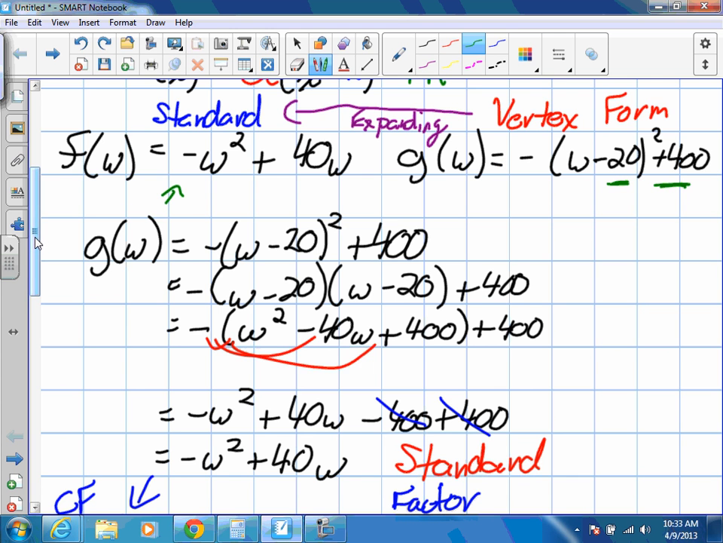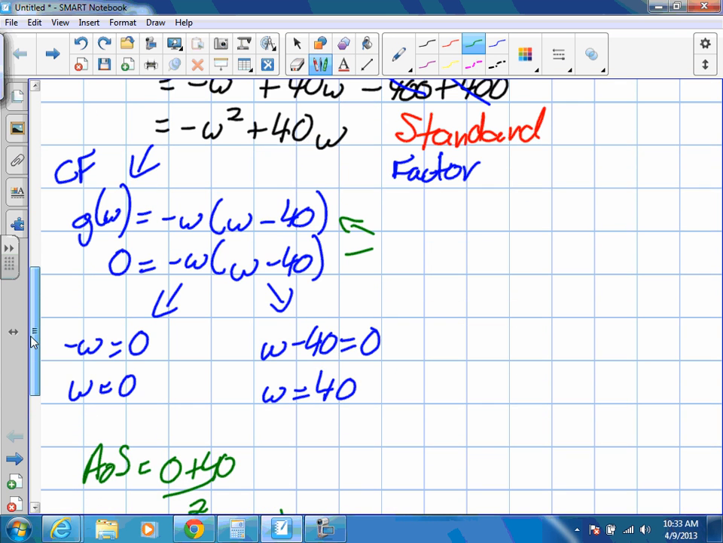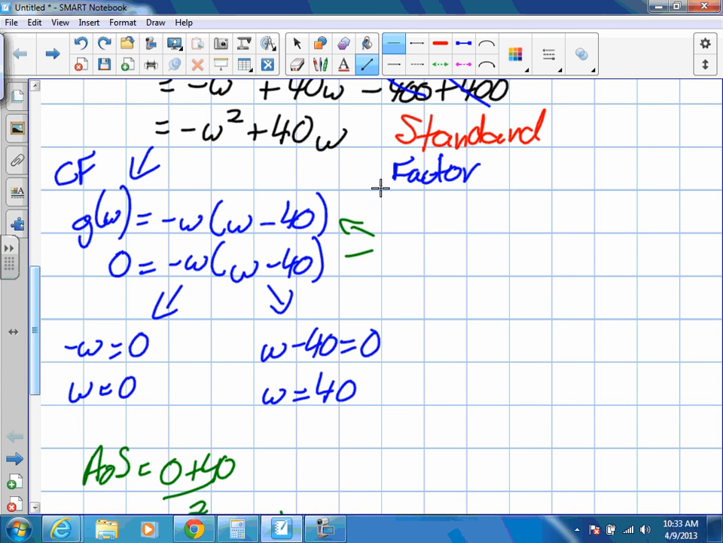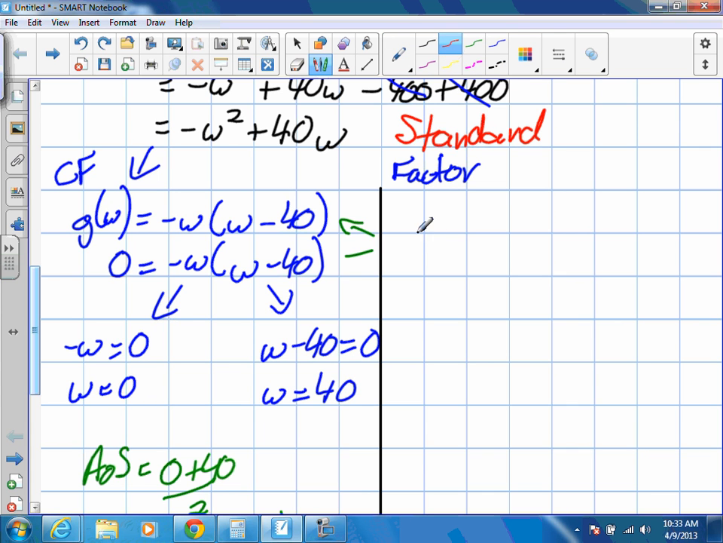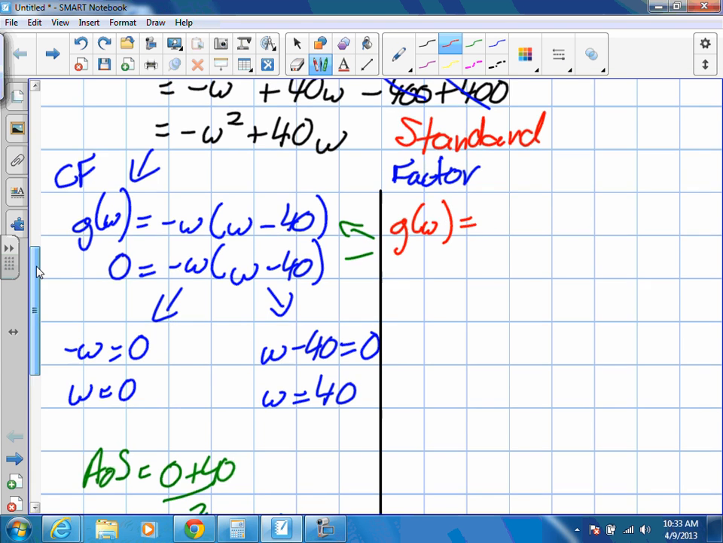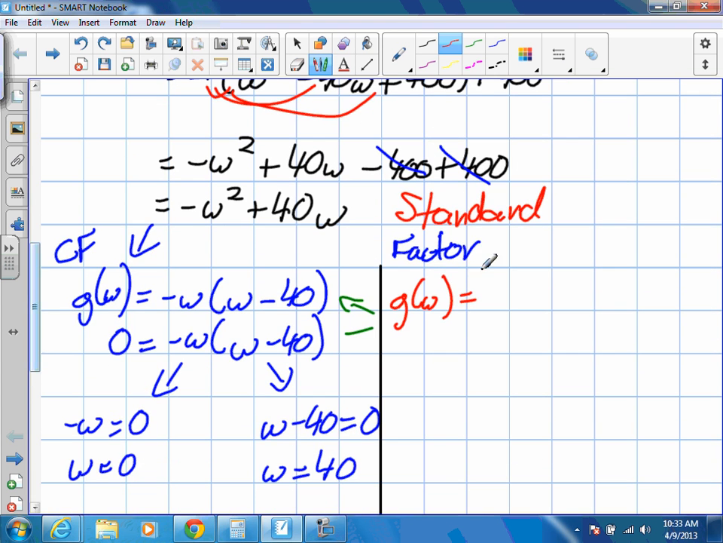Now this process is a little different. I'm just going to do it on the right here, so I'll put this line down the middle to separate it. I guess we'll do this one in red. g(w) is equal to, I just have to rewrite the vertex, negative (w - 20) squared plus 400. To find x-intercepts, our y value needs to be equal to what? 0. So the exact same thing we've done over there. We're going to take g(w) and make it equal to 0. So we have 0 is equal to negative (w - 20) squared plus 400.